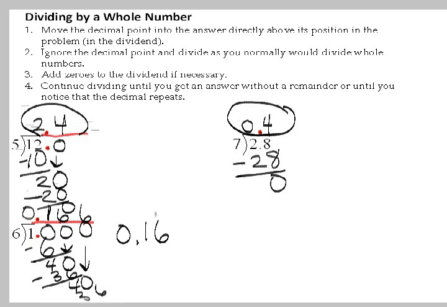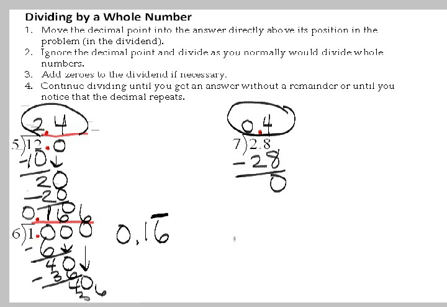0.16 repeating. And the repeating bar goes just over the 6 because the 6 is the part that repeats. So we divide long enough until we get an answer without a remainder or until we notice that we have a repeating decimal.